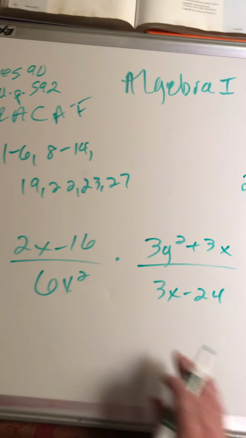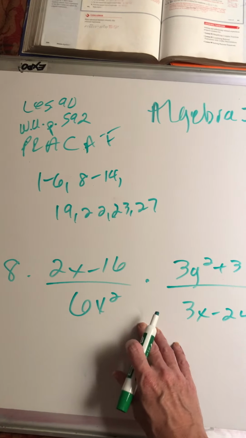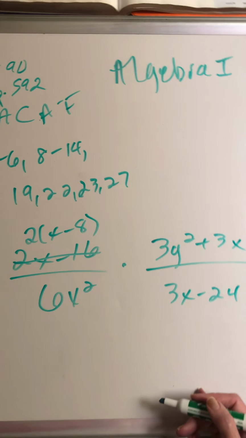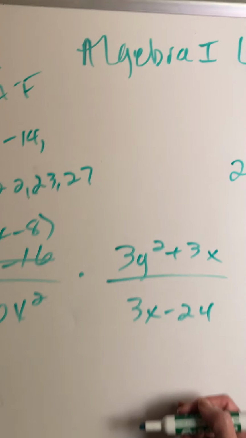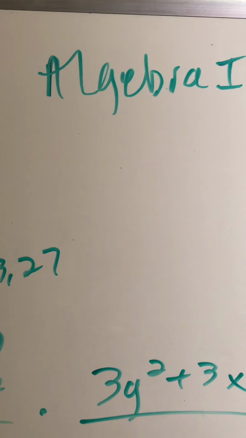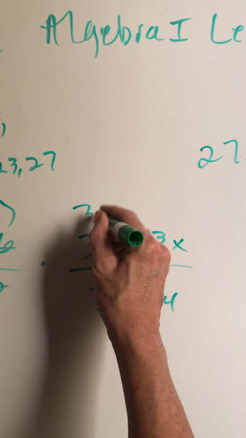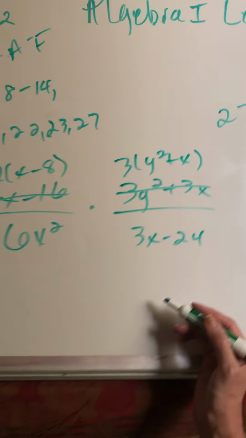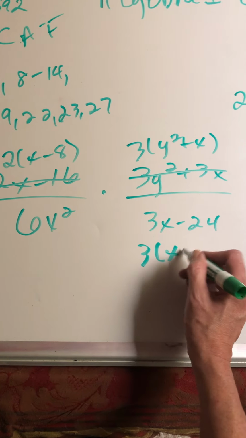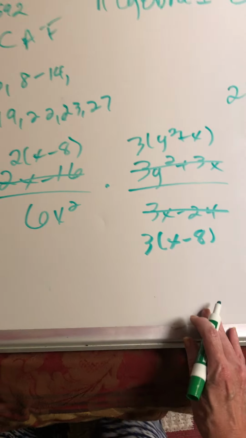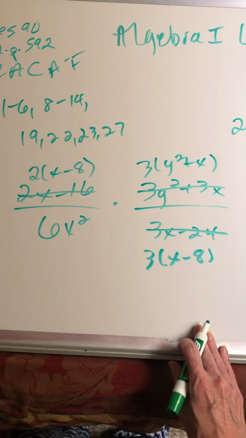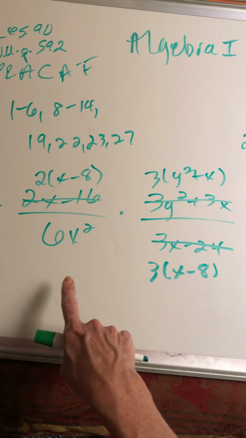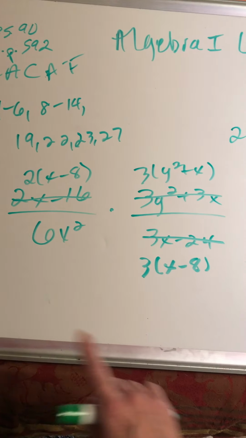Okay, so this is number 8. So you can take a 2 out here and you get x minus 8. You can take a 3 out here and that's it, and you get y squared plus x. That's all you can take is a 3. Then you can take a 3 out of the bottom and you get x minus 8. So from there, you should be able to cancel stuff. Look at the x minus 8s, look at the 3s. 2 goes into 6 and 1 leave a 3. So that'll finish you up on that.